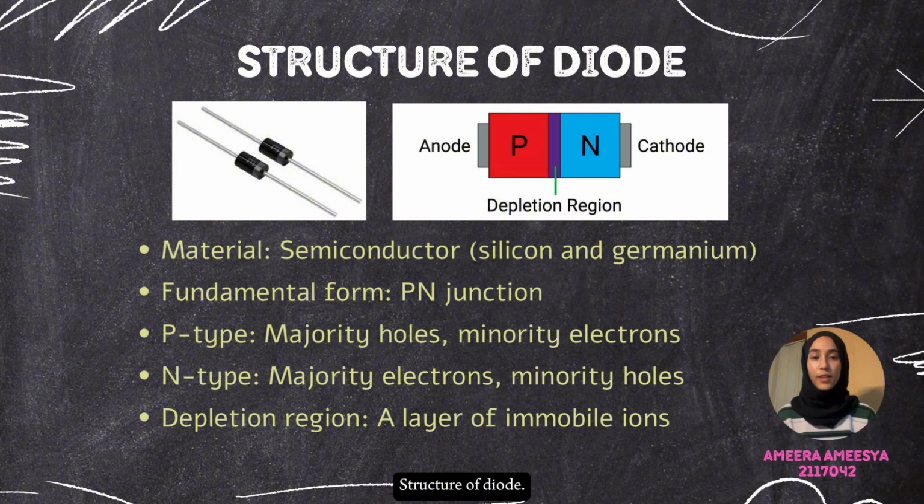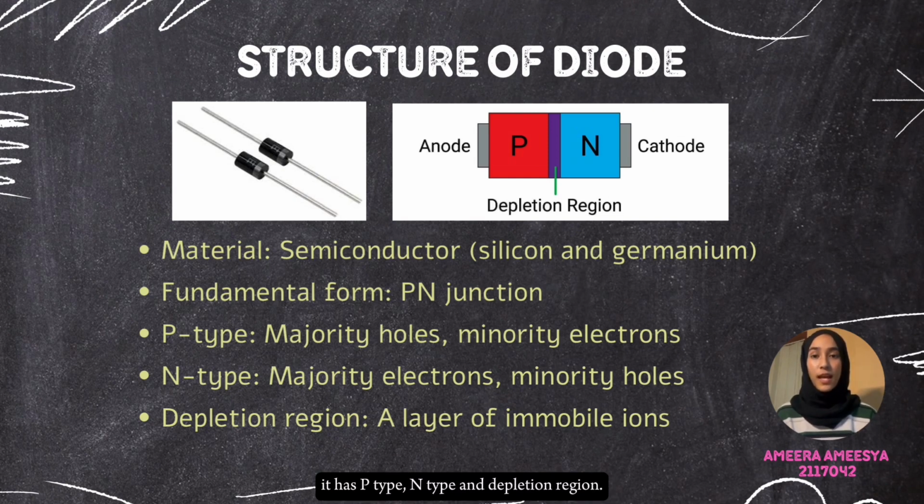Structure of diode. The first diagram shows a picture of a diode and the second diagram shows how it looks inside a diode. A diode is made of semiconductor materials such as silicon and germanium. A diode, in its fundamental form, is a PN junction device through which current flows when the proper forward potential is applied.